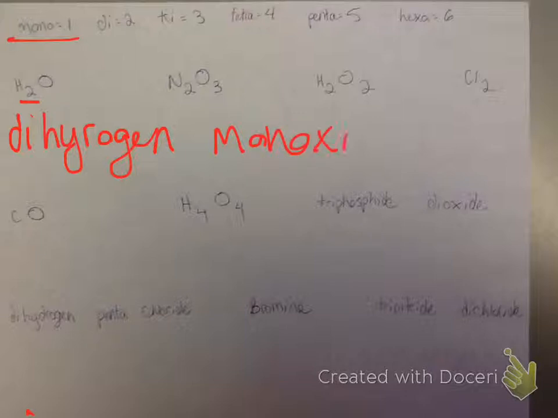What we're going to use is these prefixes, so mono 1, di 2, tri 3, tetra 4, penta 5, and hexa 6. So in this case, I have two hydrogen, so I have dihydrogen. Okay, and how many oxygens? 1. So I use mono oxide. Okay, still the IDE ending just like the anion. So this is dihydrogen monoxide, also known as water.